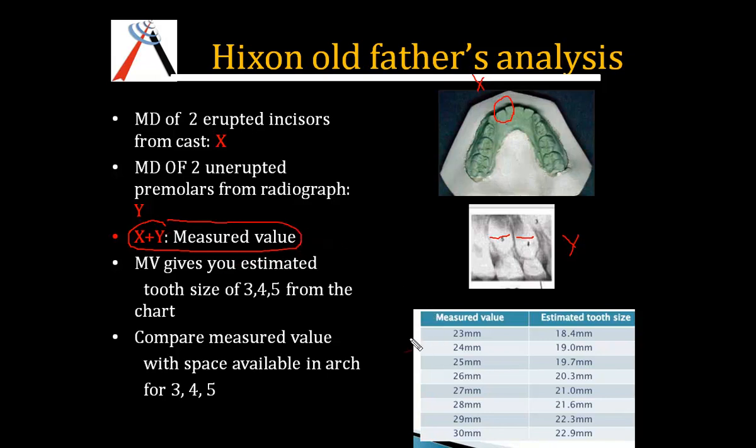This measured value from the probability chart helps us to give the estimated tooth size of that segment of 3, 4 and 5. We can then measure the space available in the arch of that segment of 3, 4, 5 and compare it with the estimated tooth size of 3, 4, 5 from the chart. This comparing will help us know the future of this dentition.